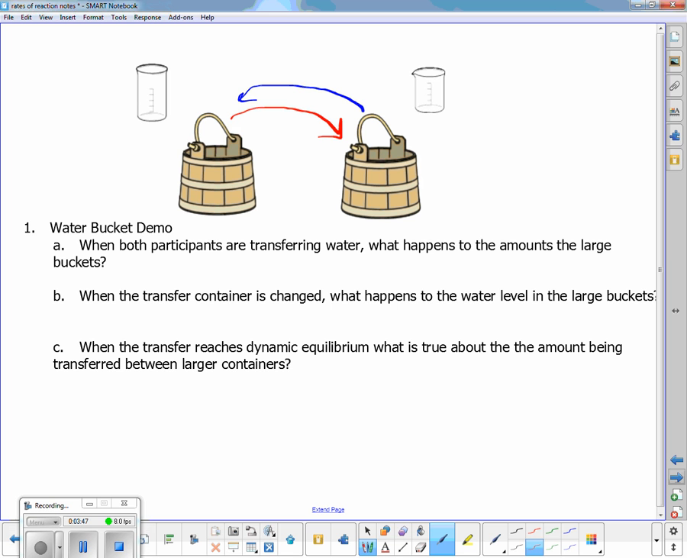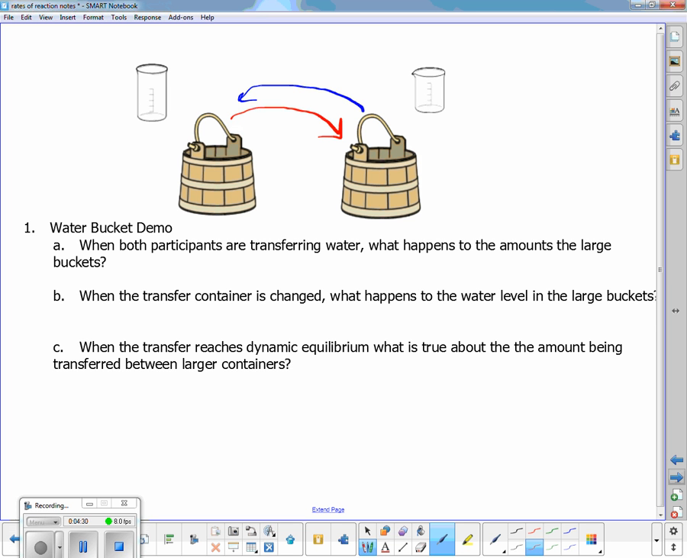All right, so in our bucket demo that we just did at the very first, we were transferring water back and forth. And as long as the beaker sizes were the same, we should have ended up with the same amount of water on both sides because you were transferring the same amount. Okay, so if in one side I had a lot of water and the other side I didn't, even when we had the same beaker size, it still would level out, right? But when I traded beaker sizes, what happened? Well, the side that had the little beaker transferring always ended up lower than the side that had the bigger beaker.